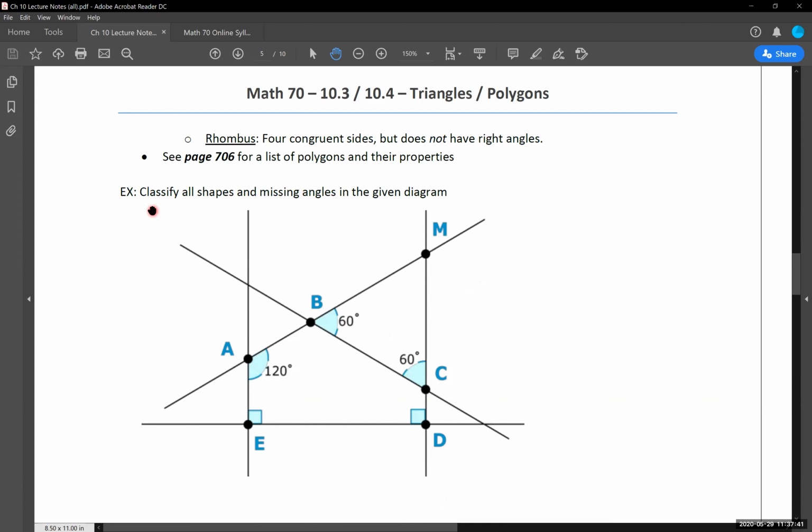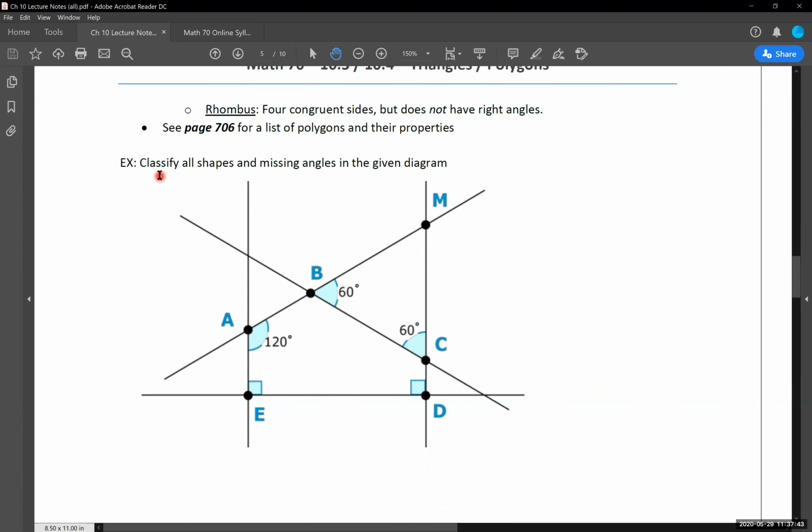So we're going to go into our example that we have here. We're going to be classifying all shapes and missing angles of the given diagram. And this is something that I could display and give to you on the final exam. Basically, I would probably adjust these numbers or maybe the shapes a little bit so it's not as intense in terms of what I'm demanding that you have known. So classifying all shapes and missing angles in the given diagram.